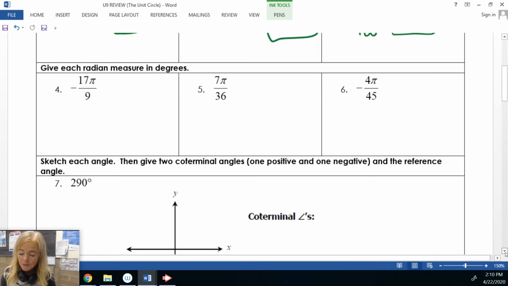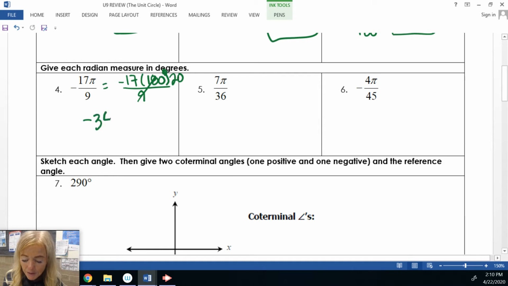For numbers 4 through 6, you're given the radians and asked to convert to degrees. So what you do in that case is just replace pi with 180. All right, that's all I do. And then 9 into 180 is 20. And 17 times 20 is 340. So you end up with negative 340 degrees.